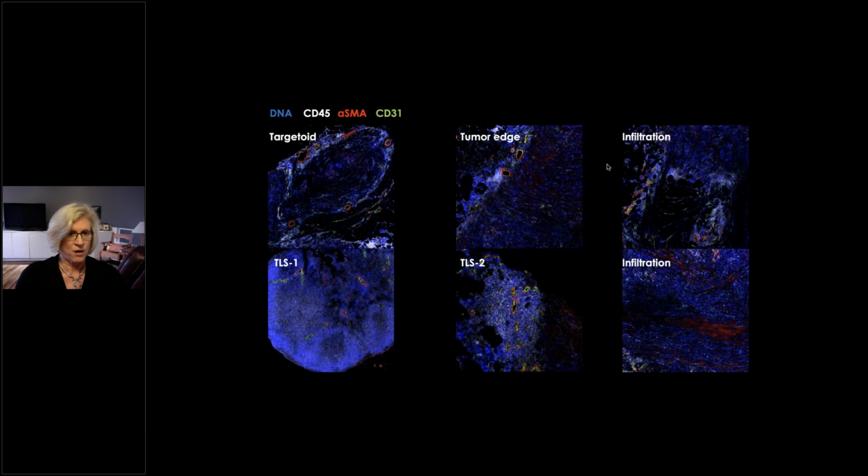Now, when we look at all hematopoietic cells expressing CD45 in the white, we can see in the top regions they are present, but they're largely excluded from the main body of the tumor.